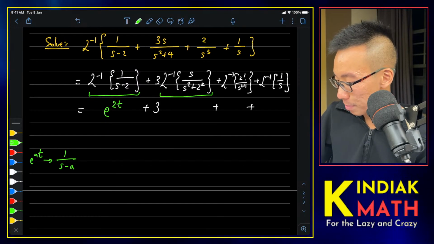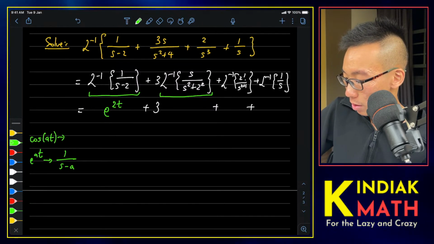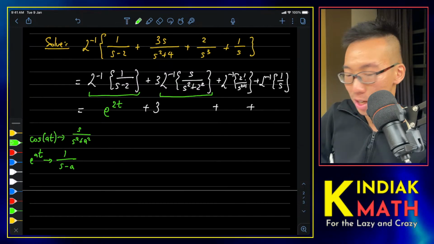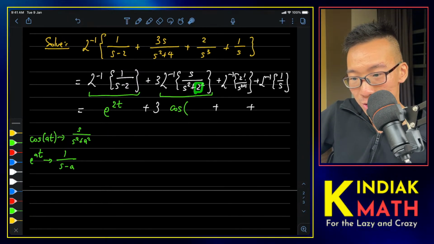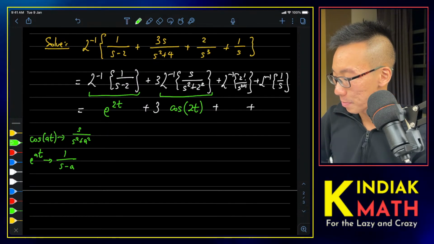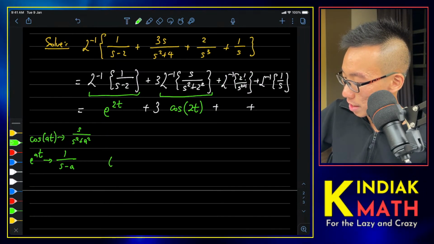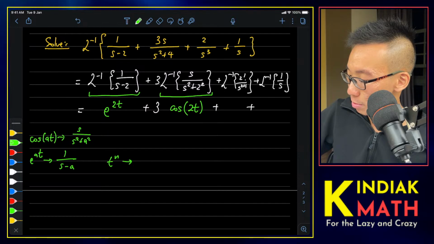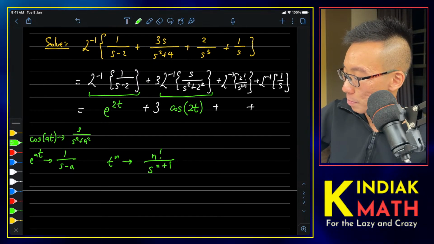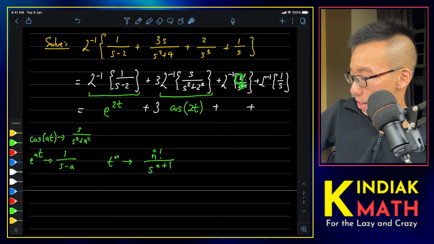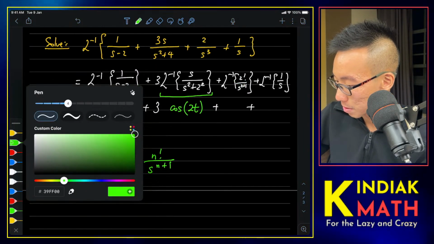For this term over here, the math table actually tells us we obtain this from cosine of at. So this is going to be the cosine of, in this case, a equals 2. This is the cosine of 2t. This one over here comes from t to the n. So this will be n factorial over s to the n plus 1. And as you can see here, n equals 2, so we're going to replace n with 2.